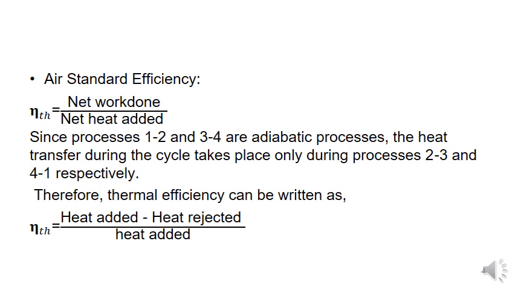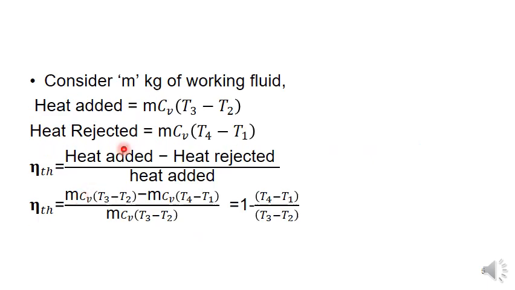So heat added is equal to m Cv (T3 minus T2). Why are we taking Cv? Because we are taking a constant volume process, that's why I am writing m Cv, and the process is between 2 to 3. So m C delta T, just the change in temperature difference. I am writing m Cv (T3 minus T2). Heat rejected is in which process? 4 to 1. So m Cv (T4 minus T1).